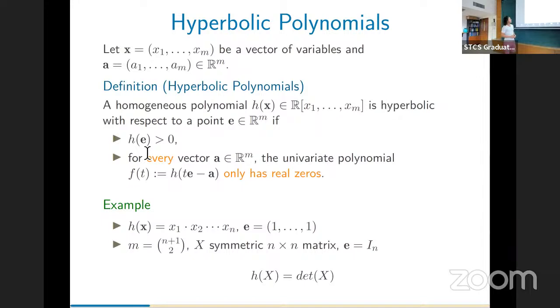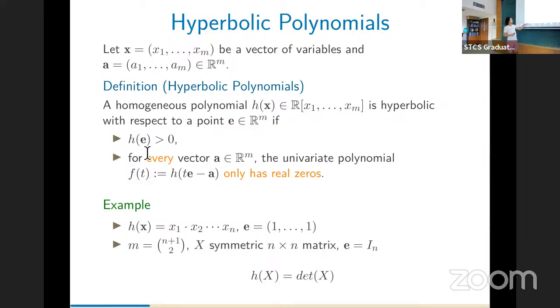Give an example? Oh yes, very much. I'll stick with these examples because this is linear programming and this is semidefinite programming, pretty much. If you take the polynomial H of X to be just the product of the variables, and E is the all ones vector, then when I evaluate, I get H of E equal to 1. And on any line, my roots are going to be exactly the coordinates of A.